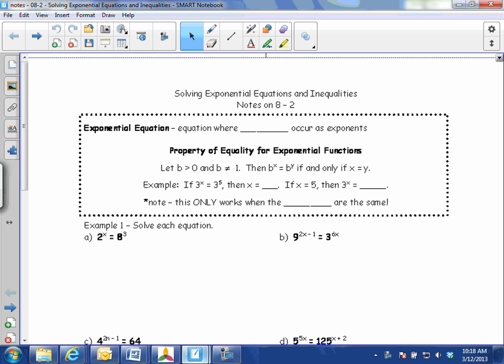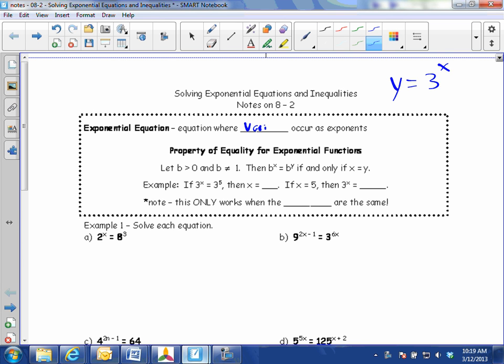Solving exponential functions or exponential equations and inequalities is exactly the same. So solving something like this is when we have an x as an exponent. We're going to have like a y equals something to the x power. When you end up with something like this, that's what we're going to solve and how we're going to work it out. An exponential function is an equation where the variable is an exponent. You see an x or y or a or whatever as an exponent.